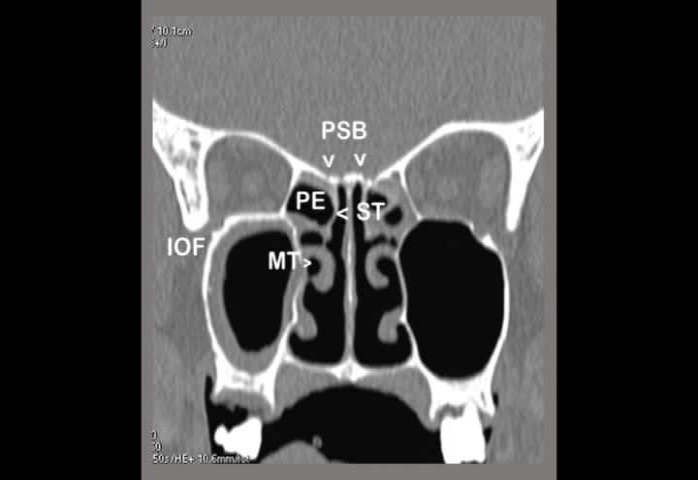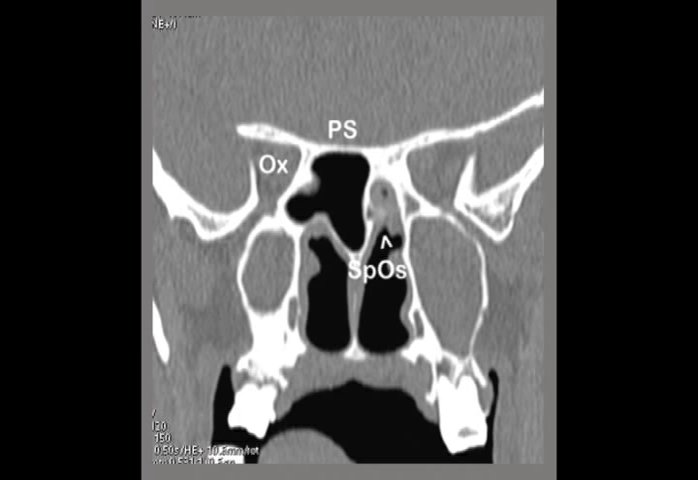It slopes down, and you can see the rectangular cells there, the PE, the posterior ethmoid, and you can see also the infraorbital fissure, IOF, marked on the right side, and the middle turbinate, the horizontal part of the middle turbinate. This is the third part of the middle turbinate. You can see very clearly. So these are the things you have to look for.